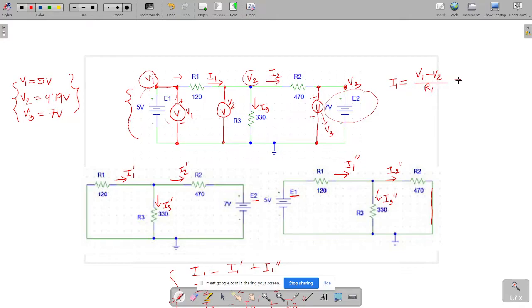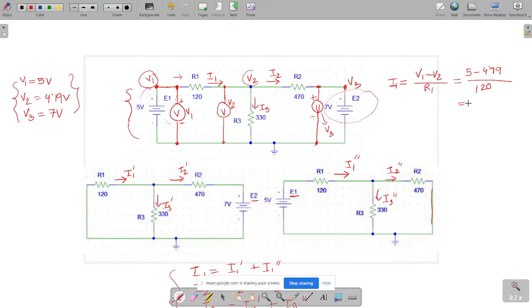It can be written as V1 minus V2 divided by the value of R1. So we can very easily find it out. V1 is 5 and V2 is 4.19. R1 is 120. Can you please calculate it for me? Okay, let me do it myself. Ma'am, 6.75 into 10 to the power -3.